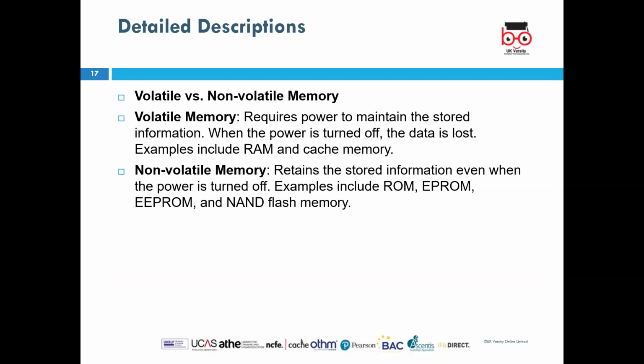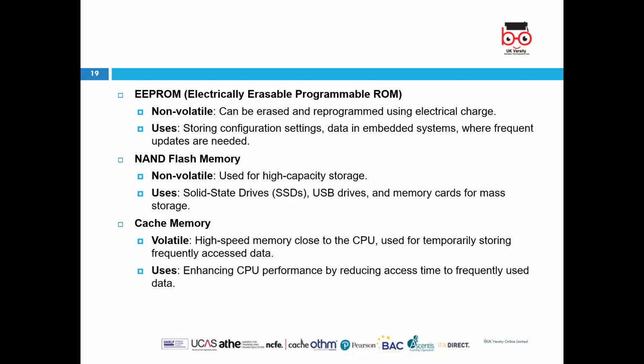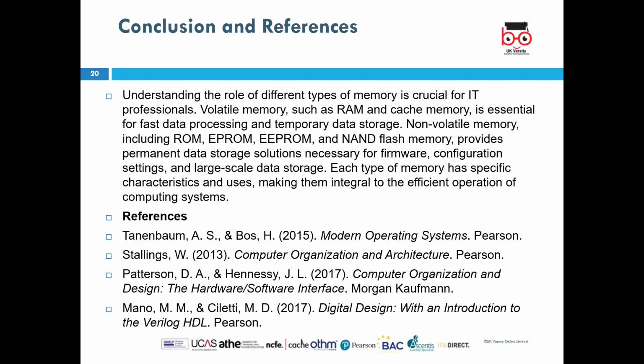So let's look at the difference between the two. Volatile memory requires power supplied to our machine to maintain the stored information, while non-volatile memory retains our stored information even when the power is turned off. So again, we looked at the types of them and explained them.